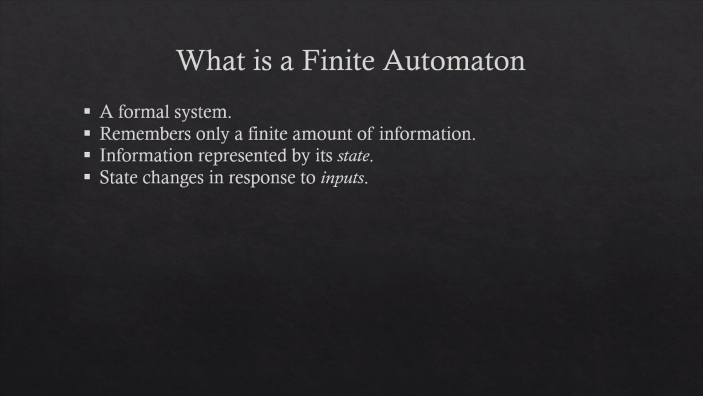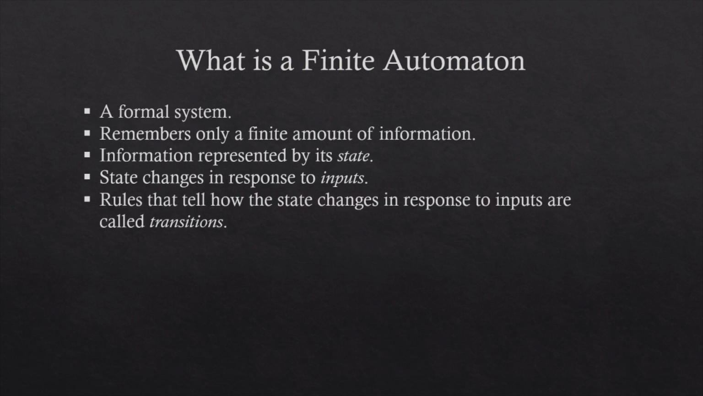The automaton moves from one state to another in response to an input sequence. Inputs can be a sequence of characters if we are processing something like a text, or it can be a sequence of events. The rules that tell you how the state changes, how the automaton moves from one state to another in response to its inputs, are called transitions.